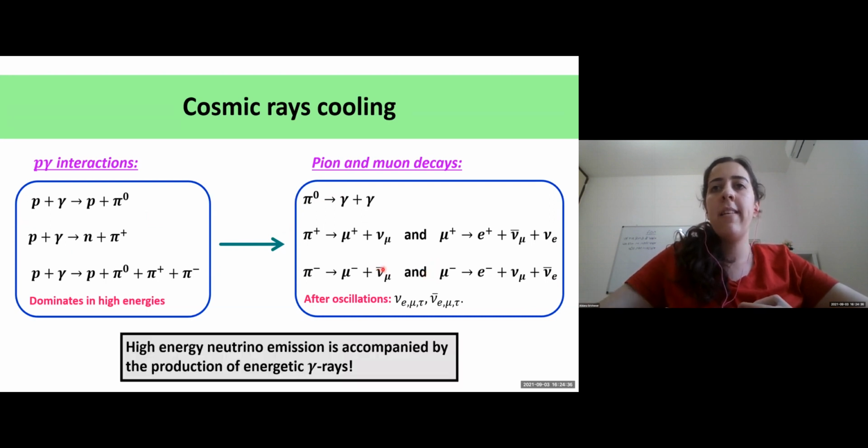The problem with that is that at high energy, all types of pions are produced. So every event of high energy neutrino emission must be accompanied by the production of energetic gamma rays. Yet we do not detect these gamma rays with the Fermi telescope, which implies that the source of high energy neutrinos should be optically thick.